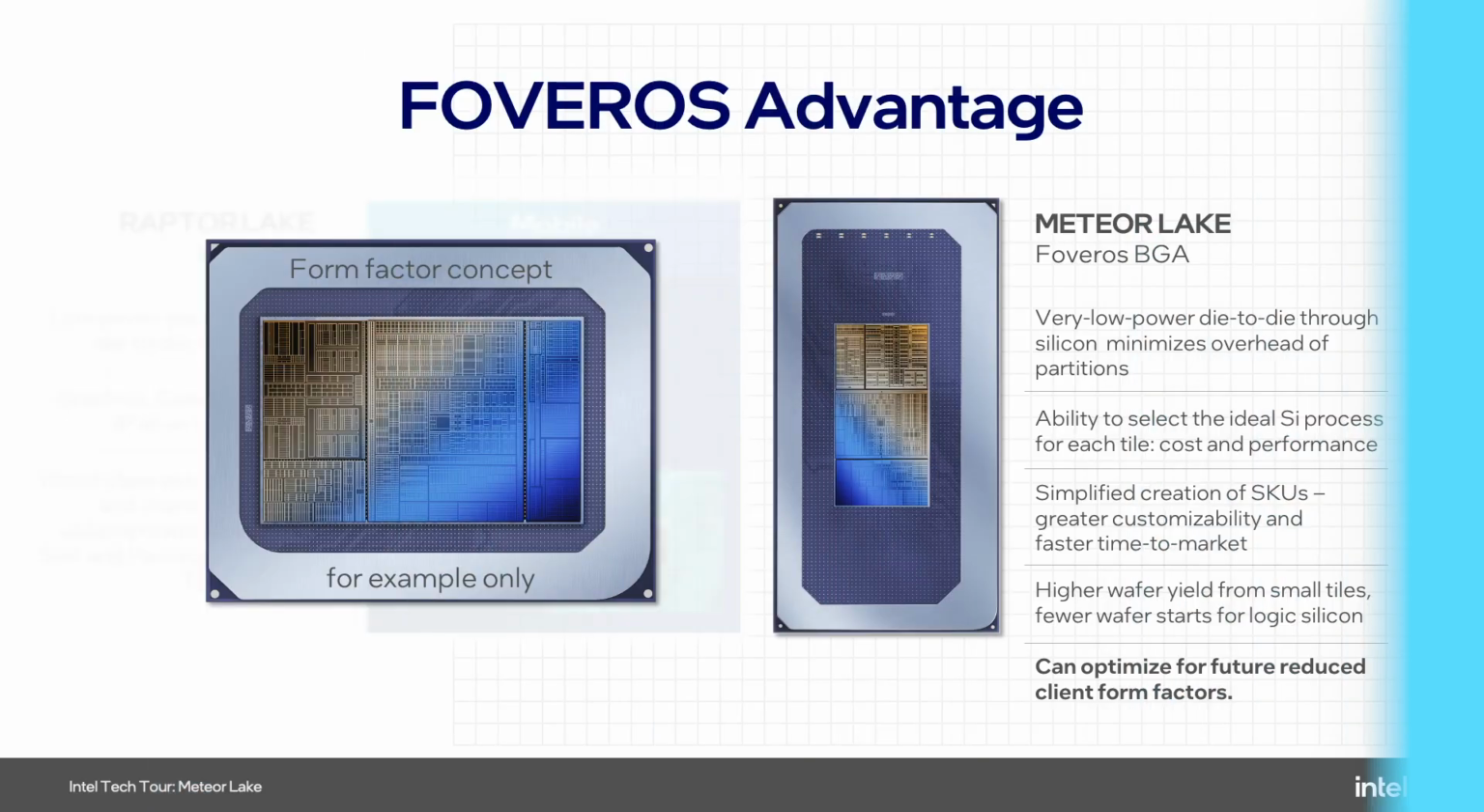Also, Foveros gives the characteristics in the base die. It allows those signals to be carried at very high bandwidth and very low power, and as we said earlier, very low latency. So with the technology, you get the electrical characteristics you want, and that allows you to then partition into many different tiles.